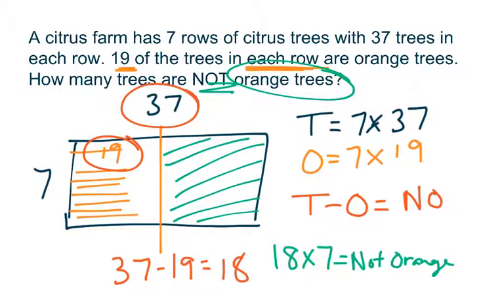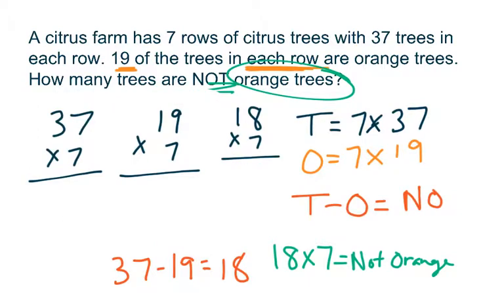You can decide which of these 2 models you wanted to use. Let's go ahead and solve both to make sure we get the same answer. So here I have the 3 problems I'm going to solve. 7 times 7 is 49. I put my 9, carry my 4. 7 times 3 is 21, plus 4 more gives me 25. That would be my total number of trees.